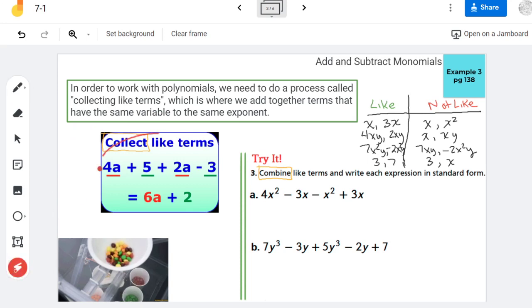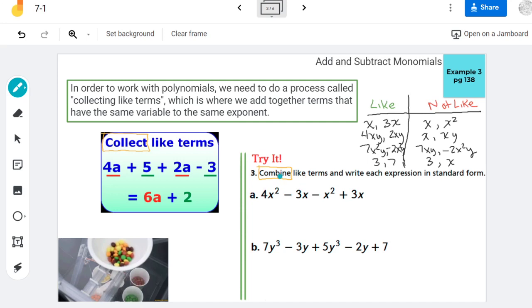So notice, here's an example I pulled off the internet. Here they're taking the terms that have a to the first power and combining them together. So 4 plus 2 is 6a. And they're taking 5 and negative 3 and combining them together. 5 minus 3 is 2. Essentially, they're just adding together the terms that match. And that's what we're going to do here in the try it. So let's give it a go.